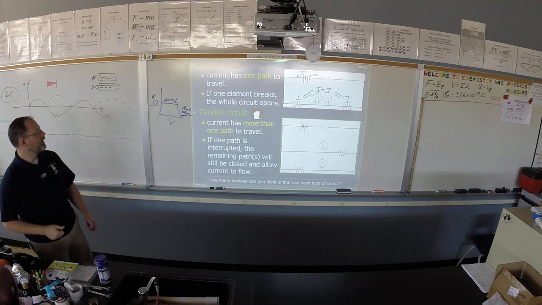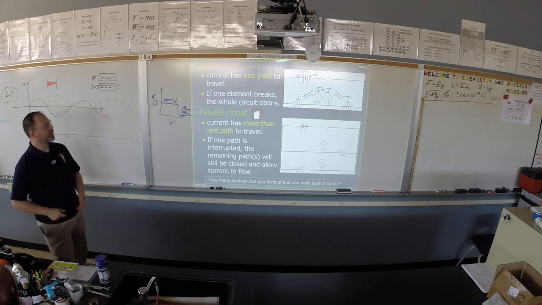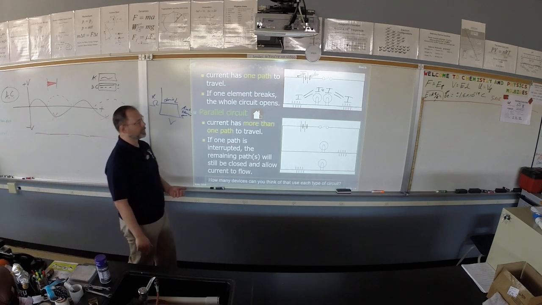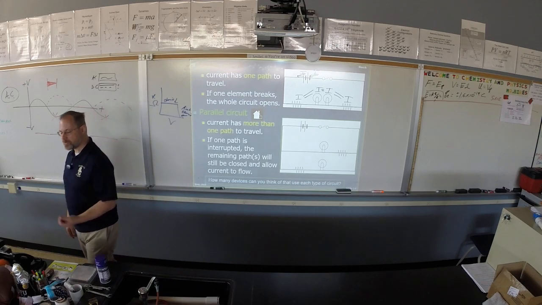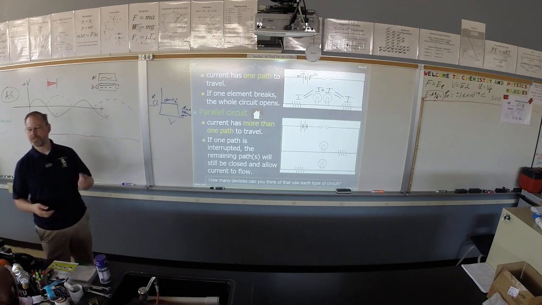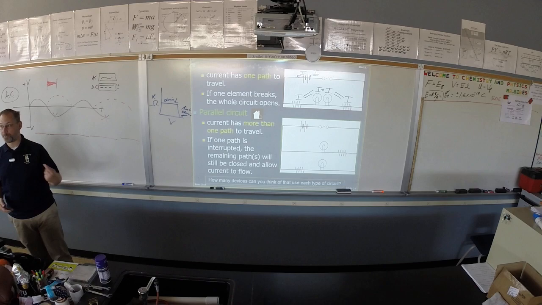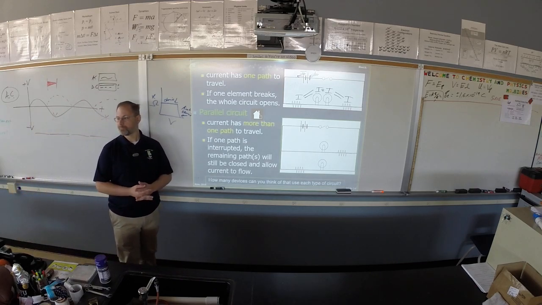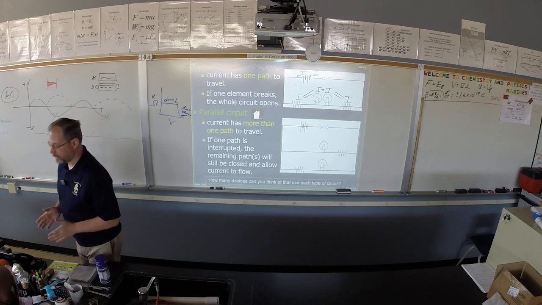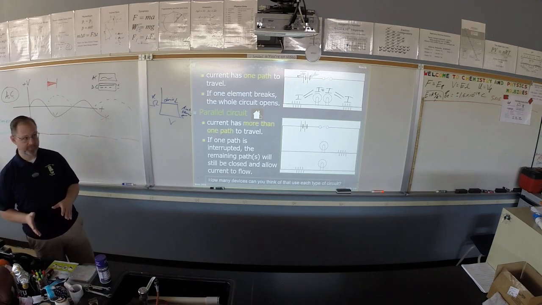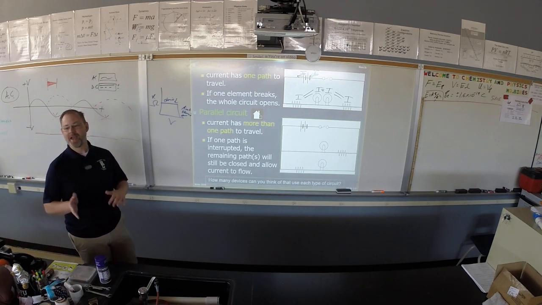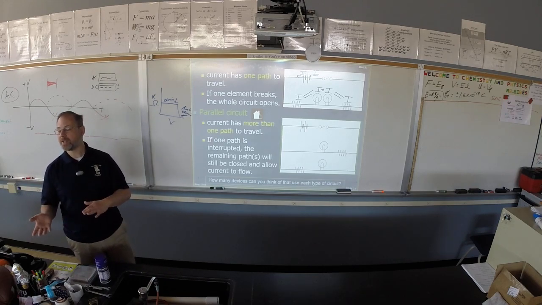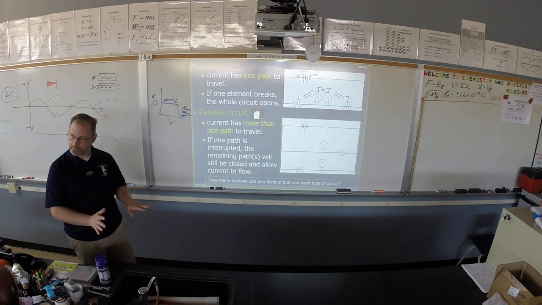Okay, cool. In a parallel circuit, there are multiple paths. In a parallel circuit, there are multiple paths, and each path accesses the battery or the cell or the potential source independently of every other path.